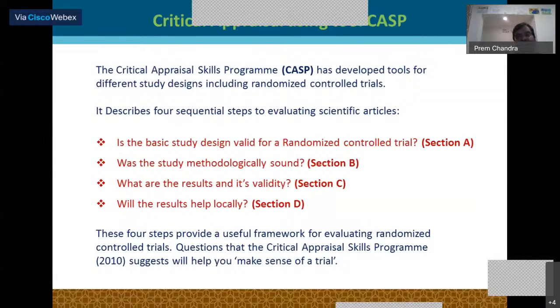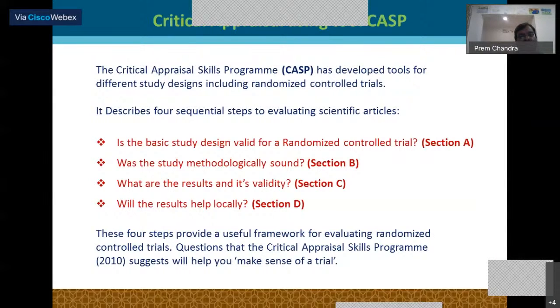But please note that there are many other checklists for critical appraisal, particularly for RCTs, but with the time limit we are going to focus on CASP. So CASP has four sections: Section A, Section B, Section C, and Section D. Section A is basically about the study design, whether it is valid for a randomized trial or not.